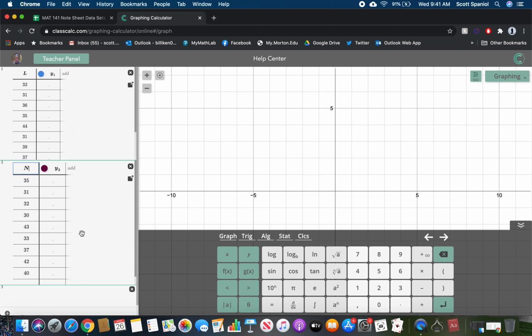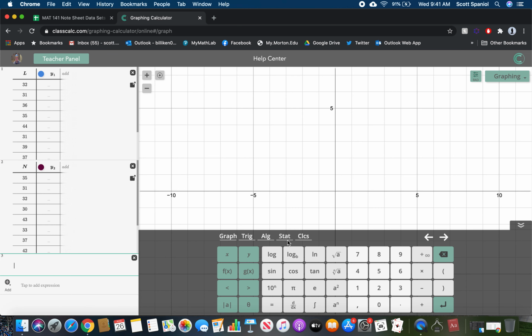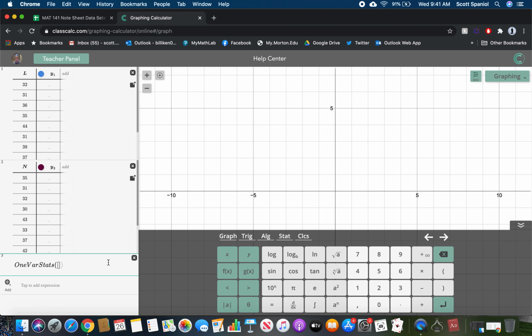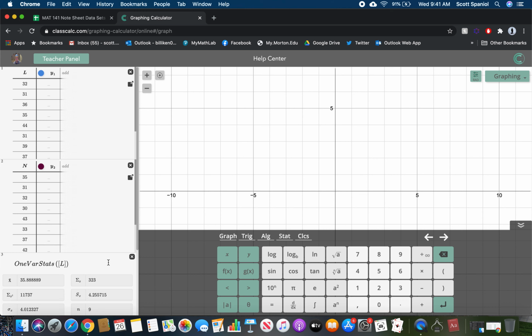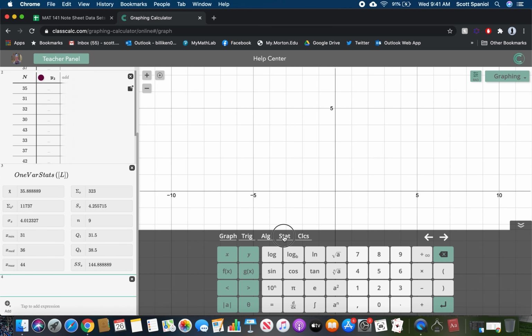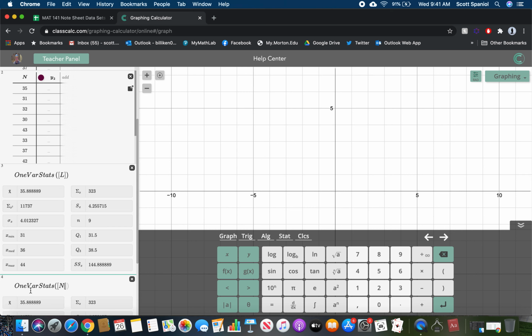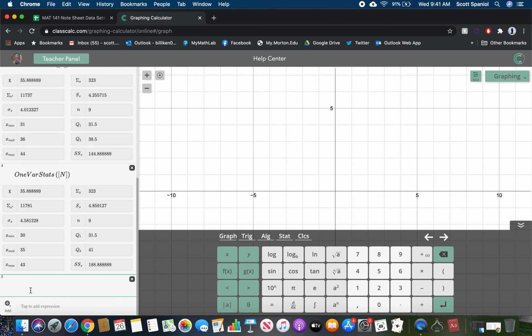So what we want is to get as much data about these as we can to be able to answer that question. So I'm going to go ahead and use one var stats for this. So to get a bunch of stats, one var stats for L. And then before I look at that, I'll go ahead and do the same thing for N. So one var stats for N. And so what we can see is, I'll write this stuff out in the notes and then we'll talk about it.